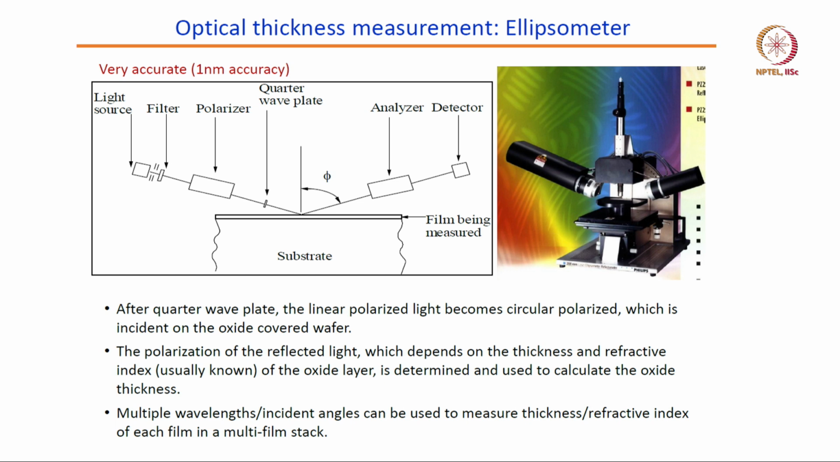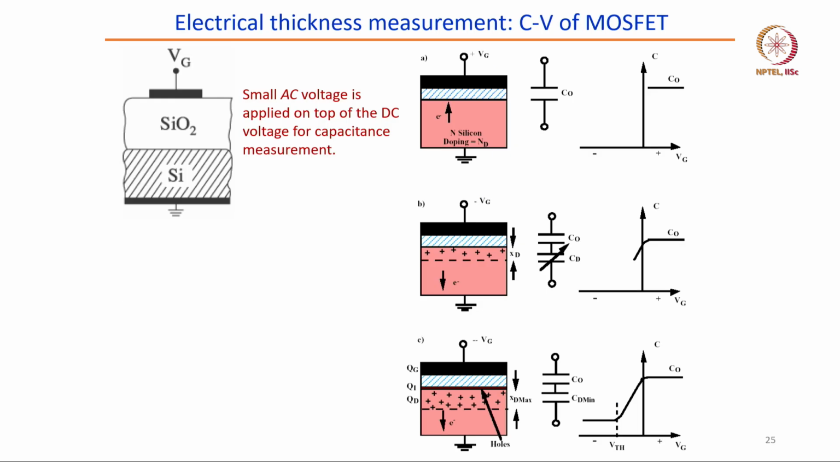Material wavelengths and incident angles can be used to measure thickness and refractive index of each film in a multi-film stack. For example, if there is silicon dioxide and on the silicon dioxide there is silicon nitride, then what is the thickness of silicon dioxide and what is the thickness of silicon nitride? Both we can determine with the help of the ellipsometer.